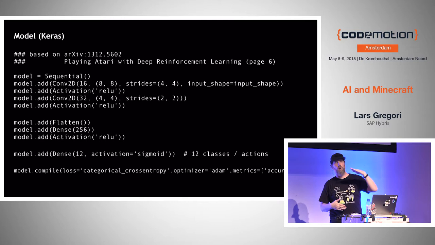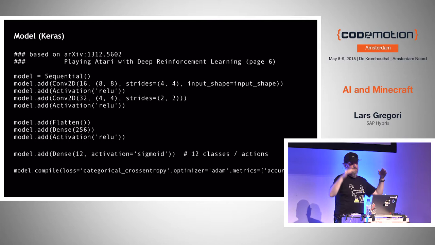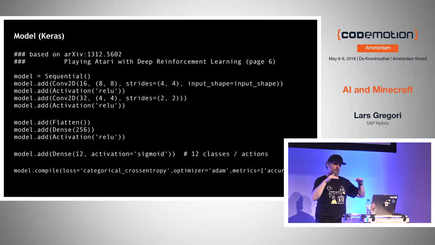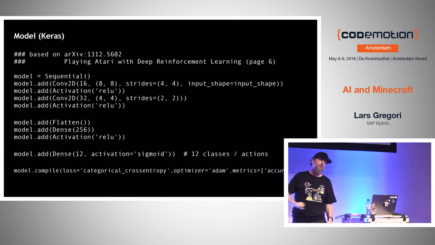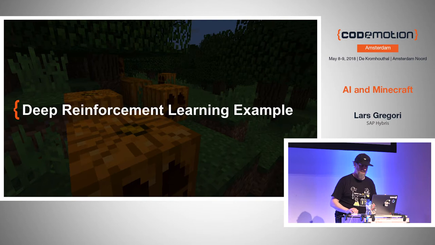The next layer has 32 of the 4x4 blocks with a stride of 2x2. Then everything is flattened to a 256 layer. And at the end, the 12 here is the classes, so the actions it could take: moving forward, backward, left, and right. Then also compile, optimize, or add them in this case. Okay, and now I have a demo for this.